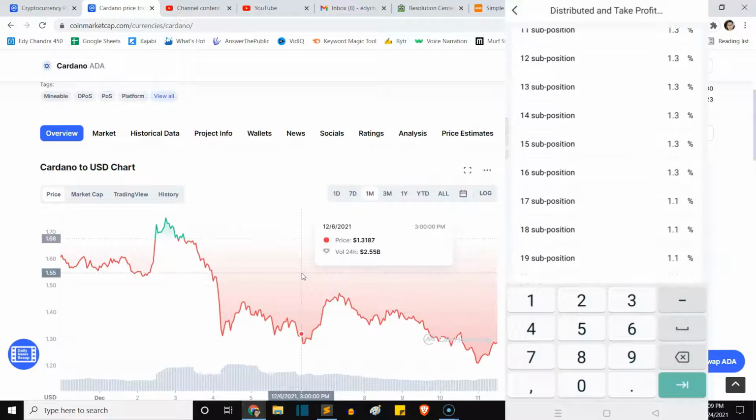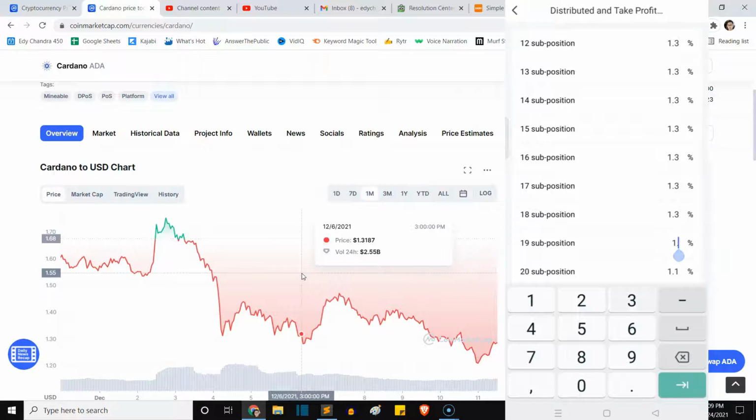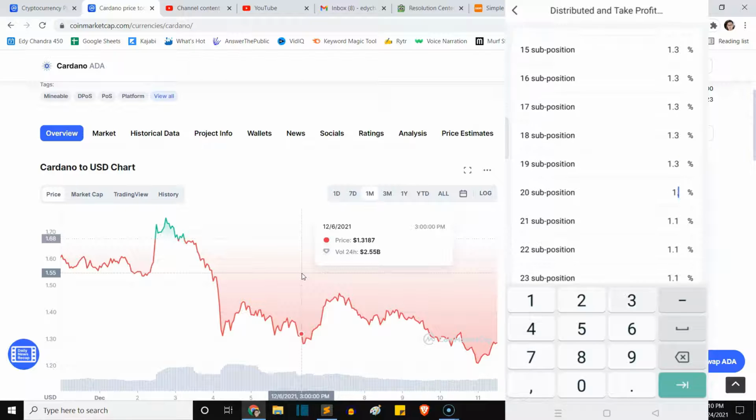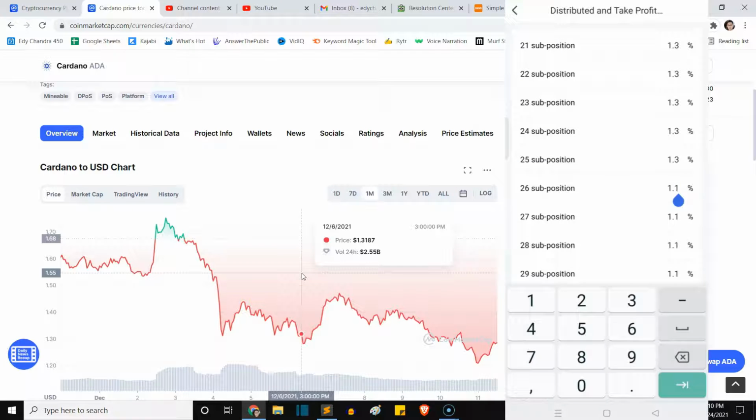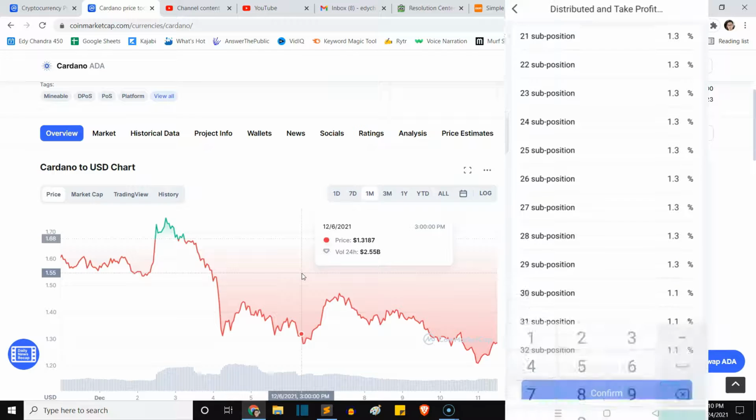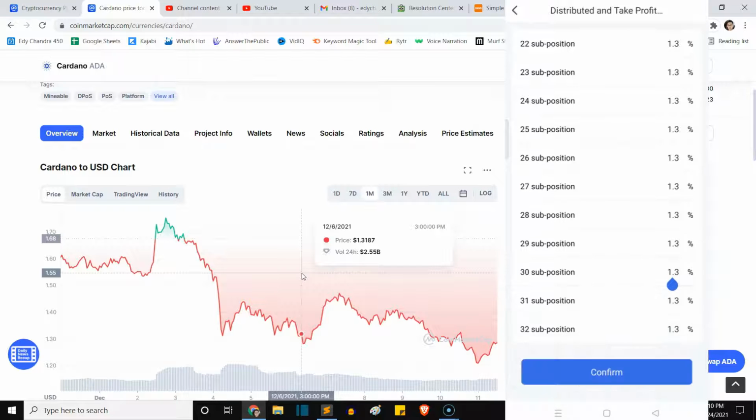You can make your own layers. If you want to make 50 layers, or 10 layers, it's up to you. And if you want to make the gap bigger or smaller, it's up to you. This is kind of a nice number right here. But if you want to be more conservative, you can change it to 1%, again, depending on the market. And make sure you confirm after you have changed this.